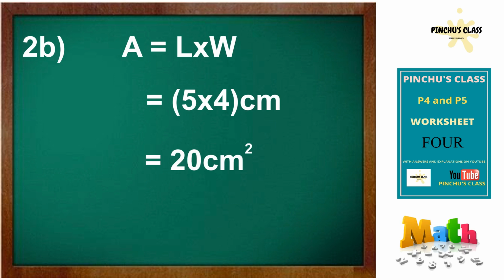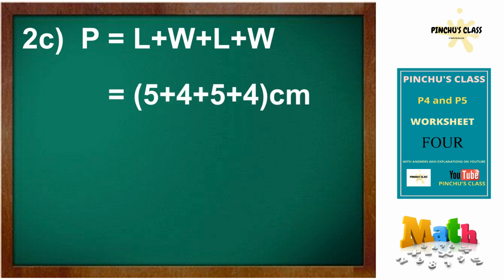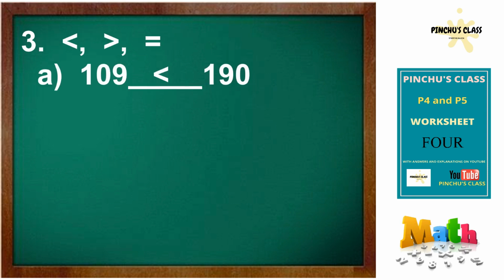Good. And then the perimeter, part C, find the perimeter of the figure. Perimeter is the same as saying length plus width plus length plus width. So our figures are 5 plus 4 plus 5 plus 4, and the answer is going to be 18 centimeters. Now perimeter does not have squared, it is only centimeters. Let's go to number 3.